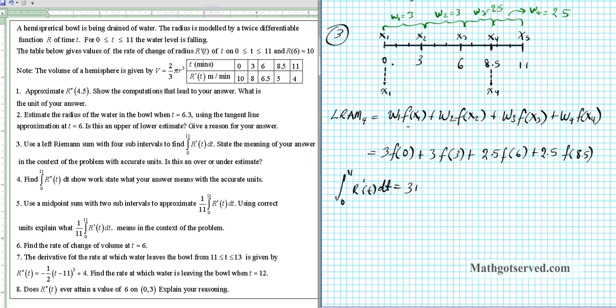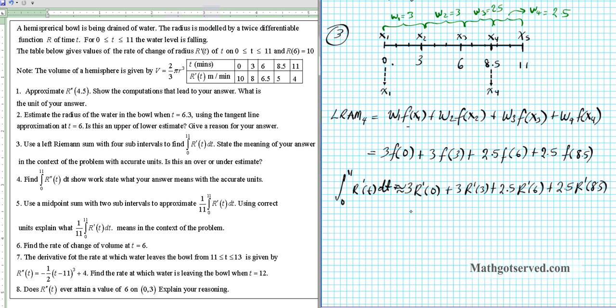So we're supposed to be looking at 3 times r prime of 0 plus 3 times r prime of 3 plus 2.5 times r prime of 6 plus 2.5 times r prime of 8.5. This is a function we are estimating the area under. So instead of equals, that should be approximated. This expression is for the exact area, and what we have on the right side is an estimate. So let's put the estimation symbol there. LRAM is an estimation of the area underneath a curve, and the curve we're looking at here is r prime.